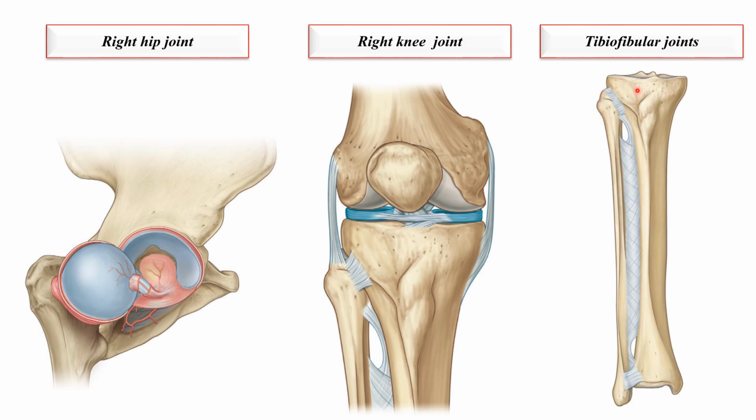Proximally, the articulation between the head of the fibula and the tibia here is called the proximal tibiofibular joint. Distally, the articulation between the distal part of the fibula and the distal part of the tibia is called the distal tibiofibular joint. The proximal tibiofibular joint is a synovial joint, and the variety of this joint is the plain synovial. Distally here, the distal tibiofibular joint is a fibrous joint.